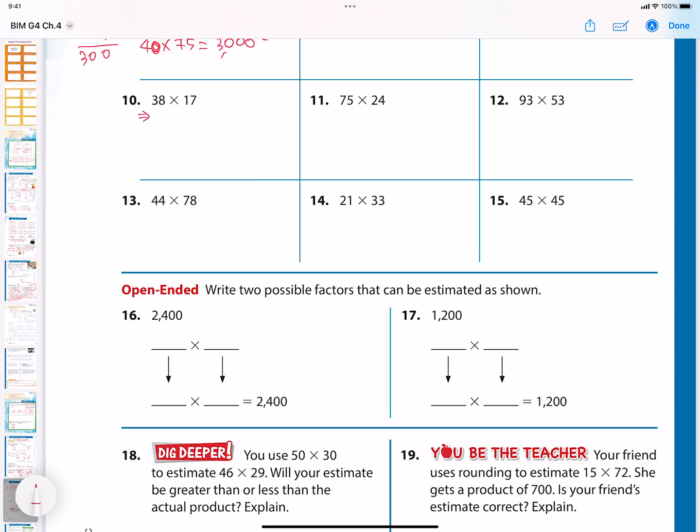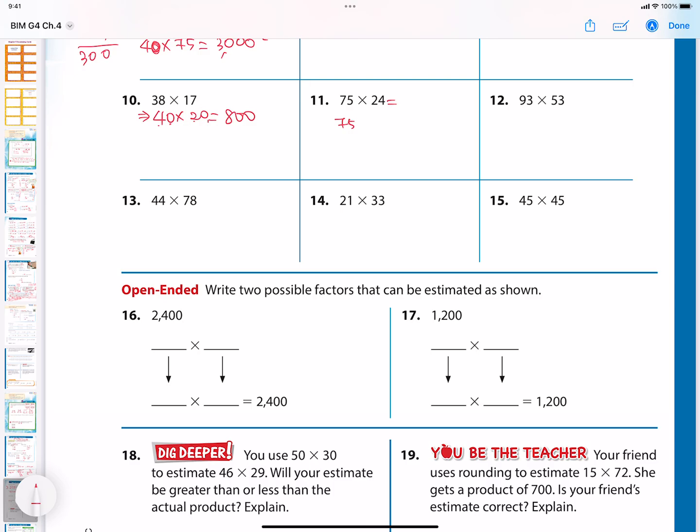This one, I'm going to round everything. All right, so 40 times 20 is 800. That's simple. 4 times 2 is 8 and 2 zeros, right? All right, this one, 75 is already 75.